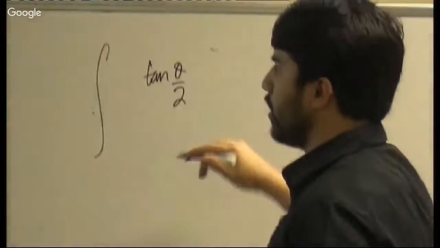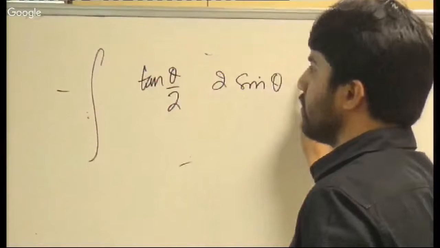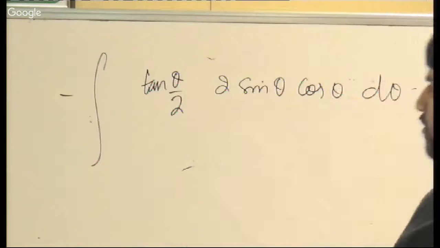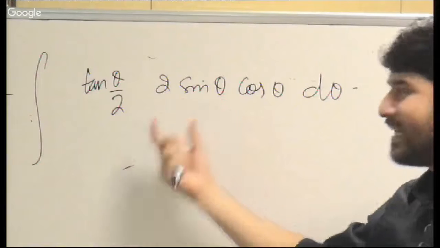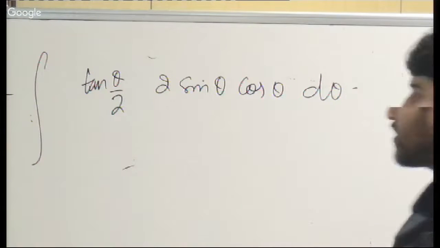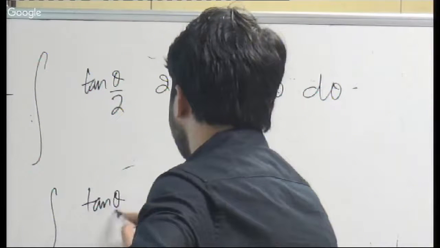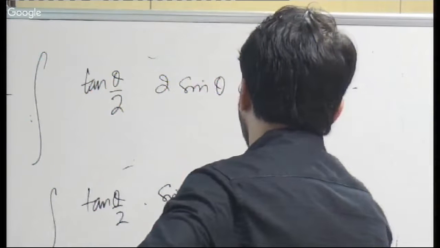tan theta by 2 and minus 2 sin theta cos theta d theta. It will be something like this, right? See, constants we will handle later. But this is the thing. Now I can easily handle this. Why? I can put my sin theta as sin theta by 2 into cos theta by 2. I'm not taking care of constants. You don't worry about that.